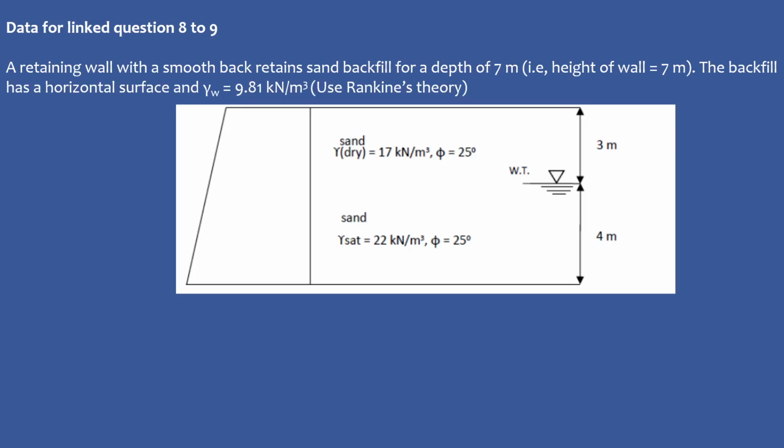So you have a retaining wall with a smooth back, which means there are no shear forces between the wall and the soil. It has a sand backfill to a depth of 7 meters, and the water table is at 3 meters below the ground. The unit weight of water is 9.81 kilonewton per meter cube. You need to calculate the total active thrust on the retaining wall.